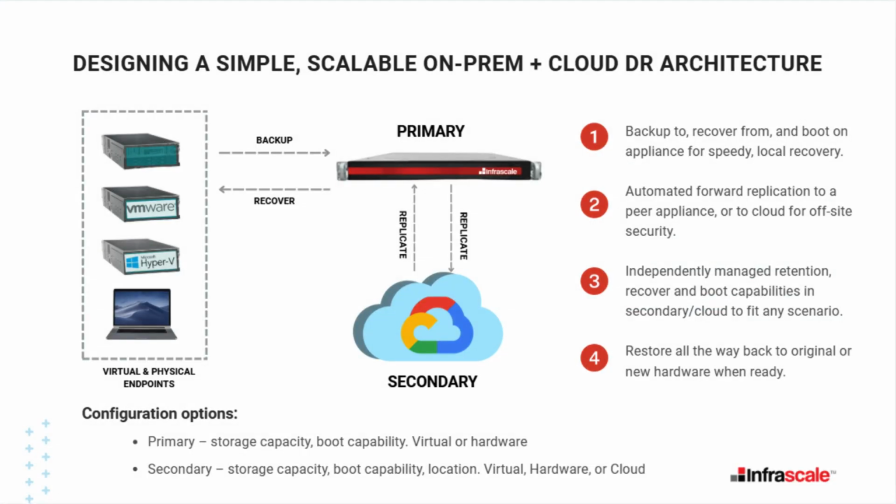Hybrid DR often sounds complex, but it really doesn't have to be. The goal isn't more tools or more moving parts. It's about having a clean, repeatable architecture that behaves the same way every time, especially during an outage. Local recovery gives you speed, fast restore, and quick RTOs, while cloud recovery gives you resilience, protection from site-wide failures and ransomware attacks. A strong hybrid DR design uses both by design.